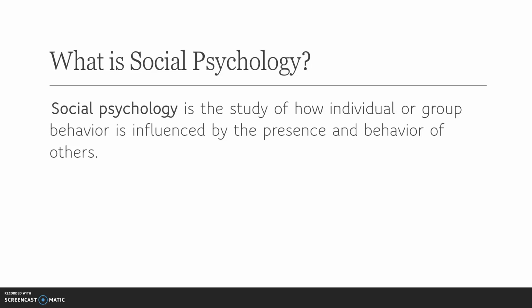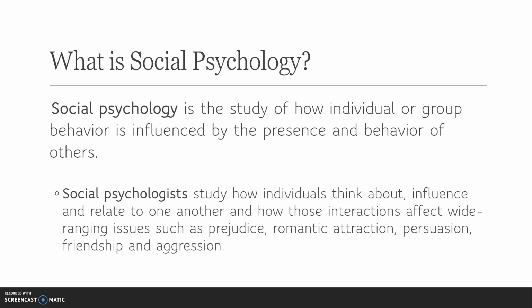Well, it involves the study of how individuals or group behaviors are influenced by the presence and behavior of others, social processes. And social psychologists study how individuals think about others, influence and relate to one another, and then how these interactions affect issues such as prejudice, romantic attraction, persuasion, friendship, and aggression.